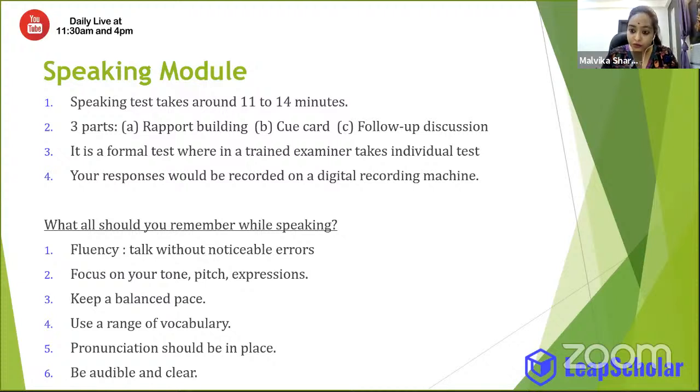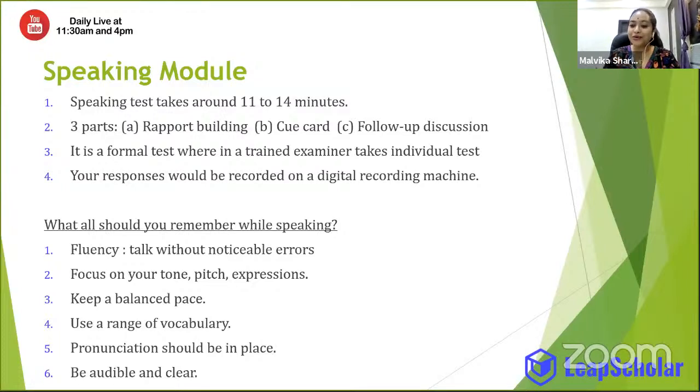Because all your responses will get recorded on this digital machine. Now, when you're being recorded on the machine, you need to be aware of certain things. Please be audible and clear. Your volume should have that clarity. Don't speak like that. Okay? Nothing will get recorded.